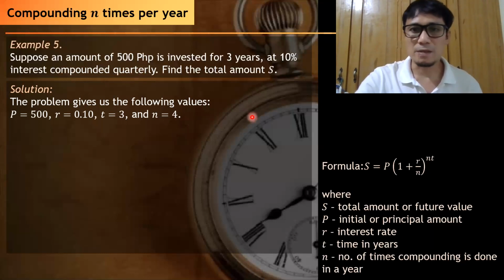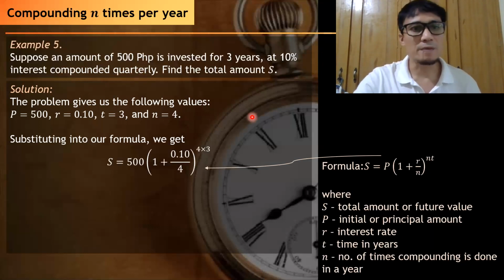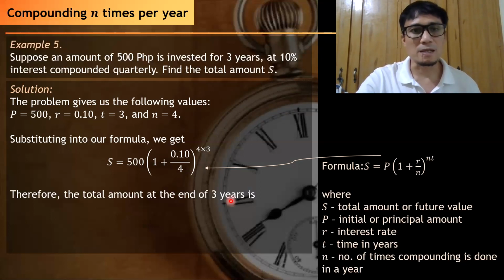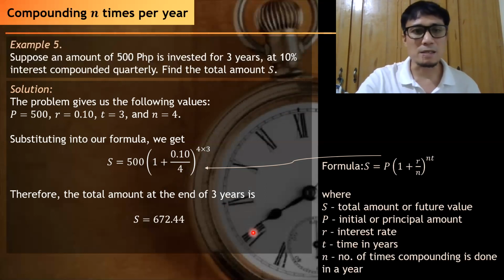Then let's plug this into the formula. P is 500 times (1 plus 0.10, which is your R, over 4, which is your N), then raised to N times T, where N is 4 and T is 3. Again, we use our scientific calculator for this, and the value for the total amount at the end of 3 years is 672.44.